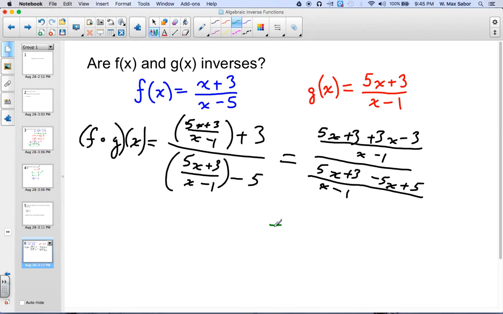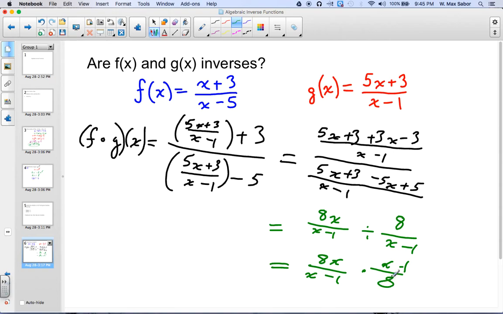We can simplify this and say the numerator is 8x over x minus 1, and the denominator is 8 over x minus 1, using our fraction division. This is the same thing as x minus 1 over 8. Those cancel, and we are left with x. So far, so good.